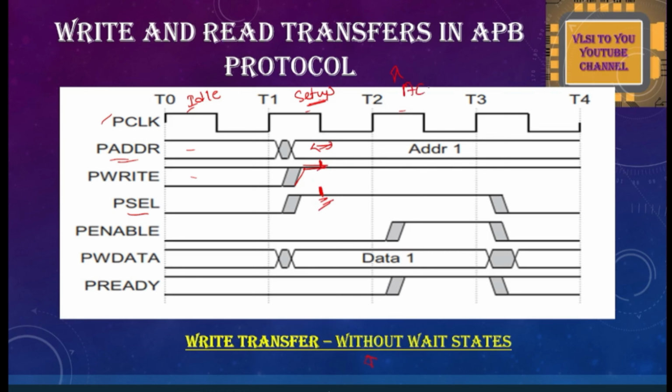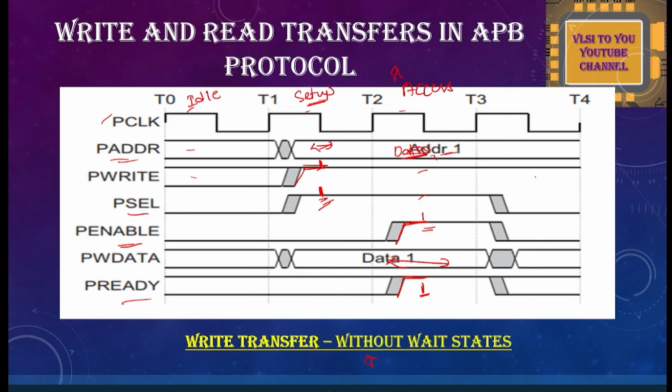Now coming to the access state. In the access state, along with these three, PENABLE will also be activated. That means PENABLE will also be equal to 1. So if PREADY equals 1, will the transfer take place? No, it will be checking for PREADY. Okay, so PREADY is also 1 here. Since PENABLE is 1 and PREADY is also 1, there is no need for the master to wait. So that is why it is sending the data. This data will be written into this particular address. That means we are going to write data 1 into address 1.